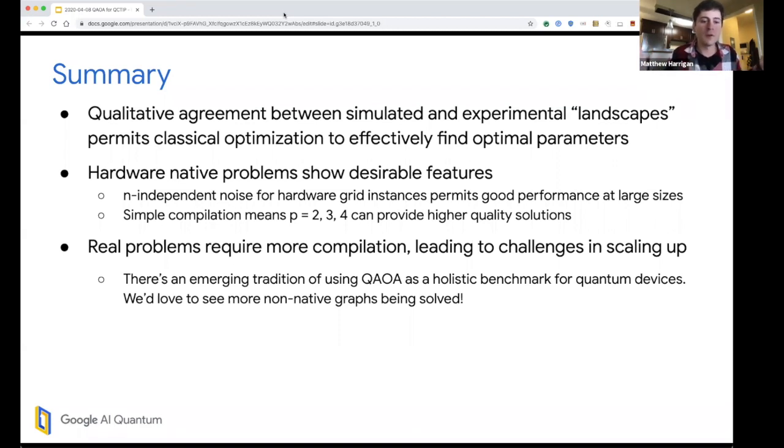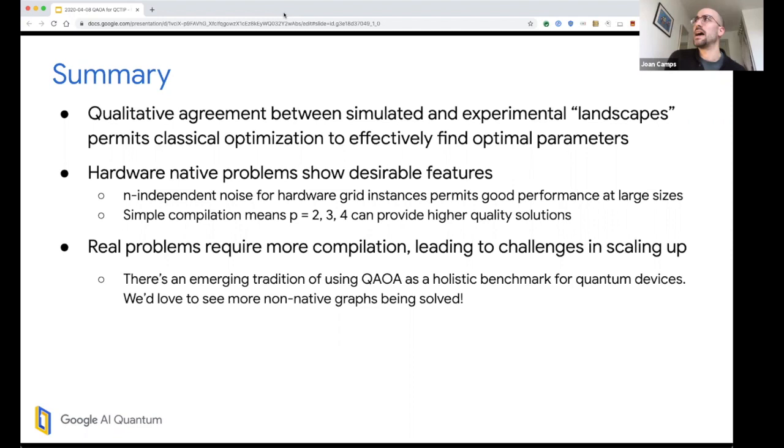So for example, if you wanted to do something like the traveling salesman problem, you'd map that to a quadratic binary optimization problem, and it would not be on a grid. It would have a topology that would in general not match your hardware platform.